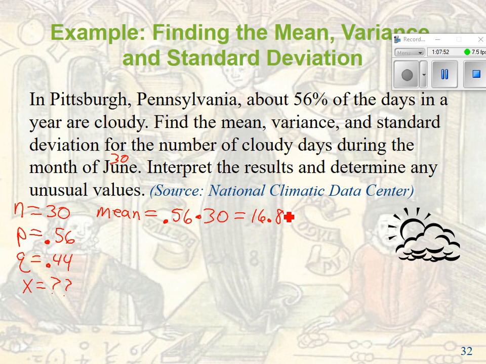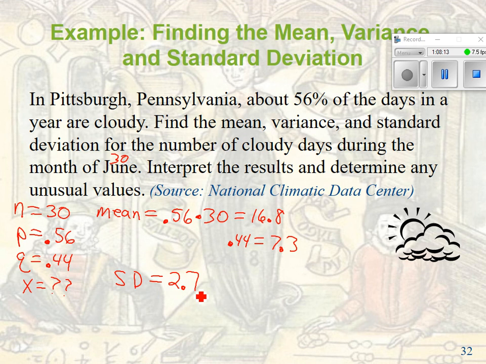The variance, what do we take? We take that 16.8 and we multiply it by what? 0.44. Somebody do that for us. 7.392. And then to find the standard deviation, what do we do? Take the square root of 7.392. What's that give you? 2.7.